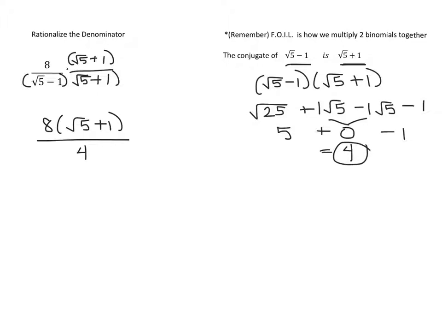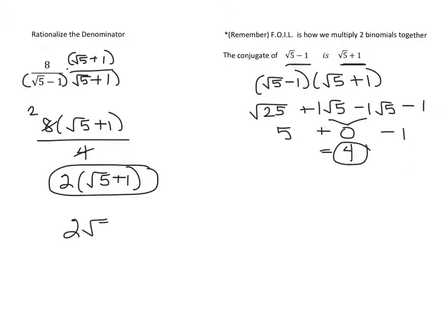We're left with an 8 and a 4 in the numerator and denominator, and those can cancel out a common 4. And we are left with 2 times the square root of 5 plus 1. This is fine to write your answer this way. If you wanted to multiply the 2 through, you could and get 2 square root of 5 plus 2 times 1. Either of these answers are okay. And we have successfully rationalized the denominator, because even though there is a square root of 5 left in the answer, it's not in the denominator. The denominator here is an understood 1.